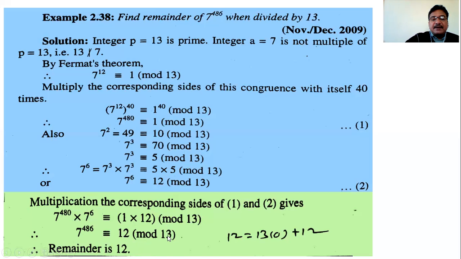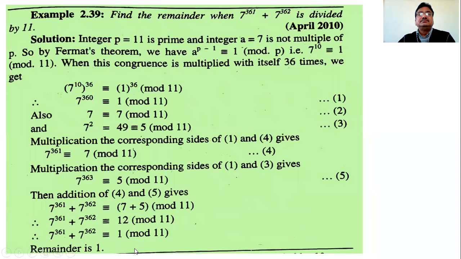So when we divide this number by 13, we have the remainder 12, and therefore the final answer is: the remainder when 7 raised to 486 is divided by 13 is 12. So this is the answer. This is the same type of question.